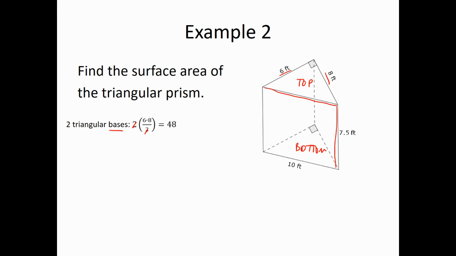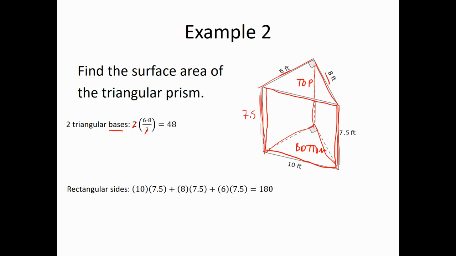You can see here's one rectangle. We can call this maybe the front. It's 10 times 7.5. Then we've got one over here, which is 8 by 7.5. And then another one here, which is 6 times, what's the other side there? This is also 7.5 because this is a rectangle. So we've got those 3 rectangles, 10 times 7.5, 8 times 7.5, and 6 times 7.5. Together that's 180, and then we add these together to get the total surface area, 228 square feet.